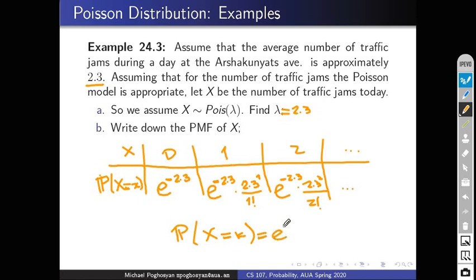So e to the minus lambda, so e to the minus 2.3 times lambda to the k over k factorial, for any k running from 0 to plus infinity: 0, 1, 2, etc. So this is the solution of that second part.